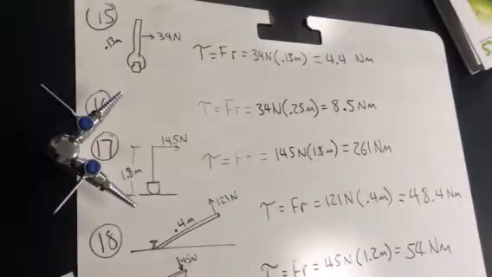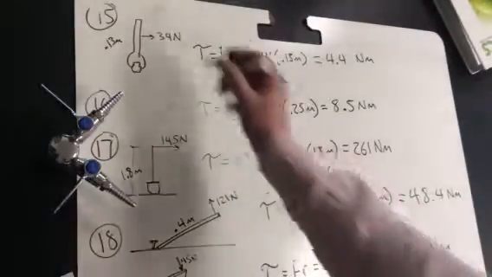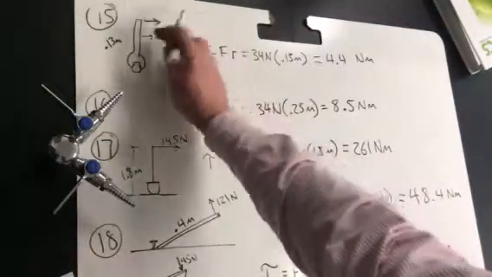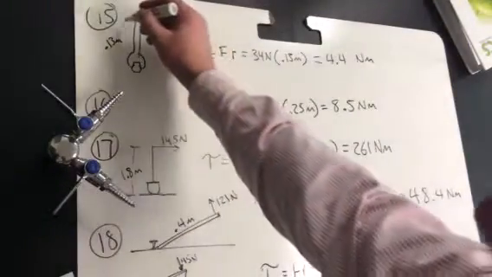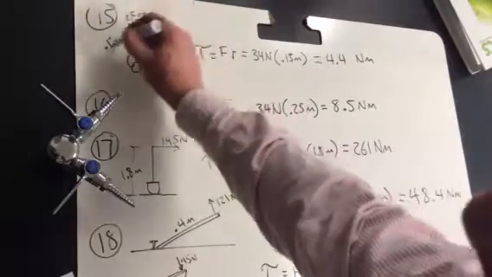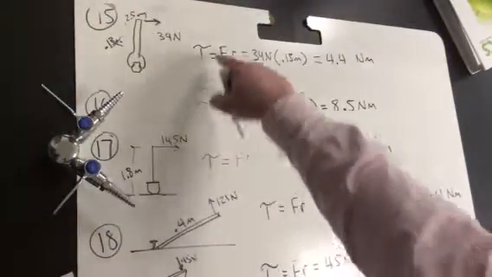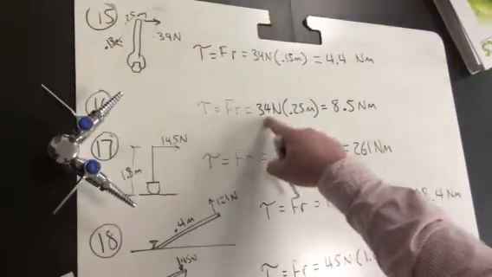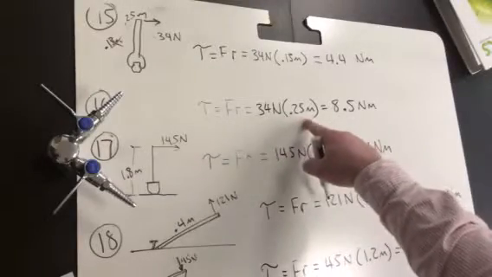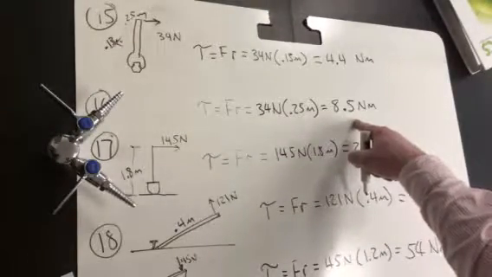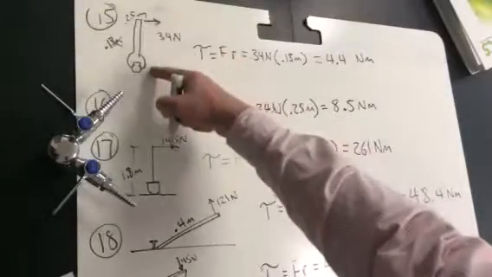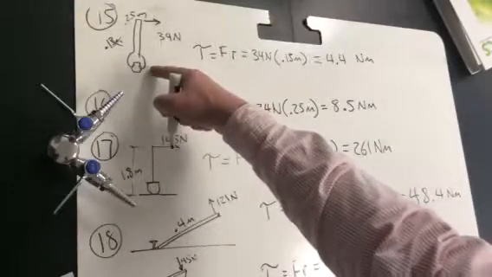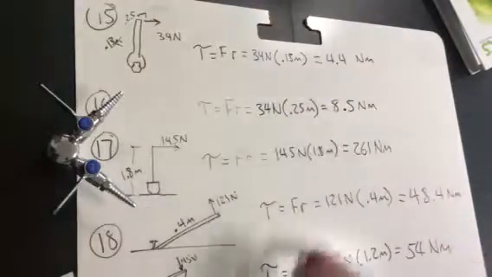Number 16, if you take the same wrench but you apply the force up here, still 34 newtons, but you do it at a distance of 0.25 meters, we do the same problem as this one here, except it's going to be 34 newtons times 0.25 meters is equal to 8.5 newton meters. So the farther you grab the wrench from the nut you're turning it on, the greater the torque you're going to have.